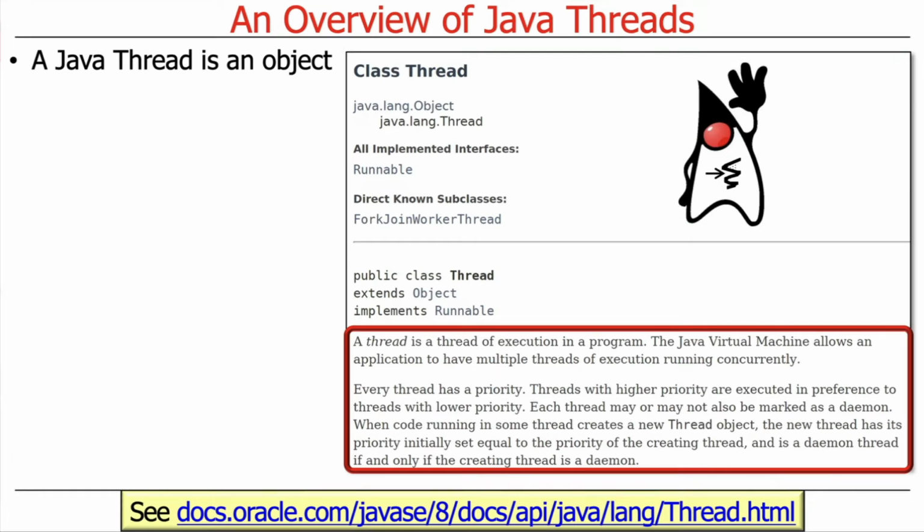In Java, a thread is an object. Like almost everything else in Java, there are a few minor exceptions, especially with super modern Java. There are things like records and lambdas that aren't really objects per se. But a thread is an object.